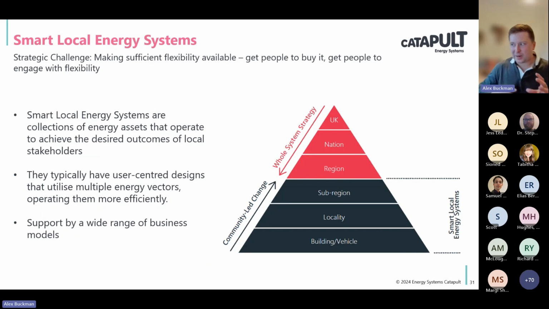The way they're defined is slightly ambiguous. I don't think you'll find a specific definition for smart local energy systems, but generally you're looking at a bottom-up approach to creating smart control, as opposed to a top-down price signal approach.